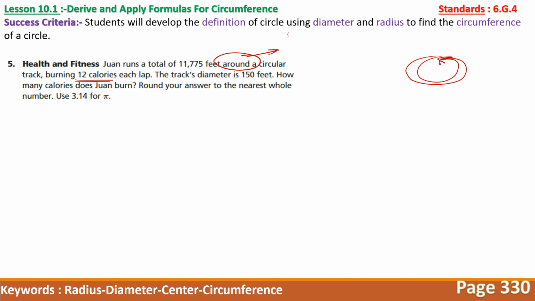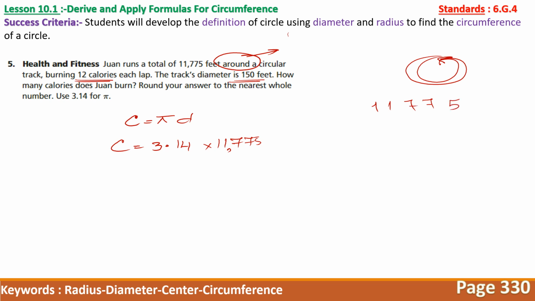Round your answer. Okay, the track's diameter is 150 feet. How many calories does Joan burn? So let's see first of all how much distance he covered. We have the diameter, it means we will use the pi d formula. C equals pi, which is 3.14 they are asking us to take, and the diameter is 11,775.